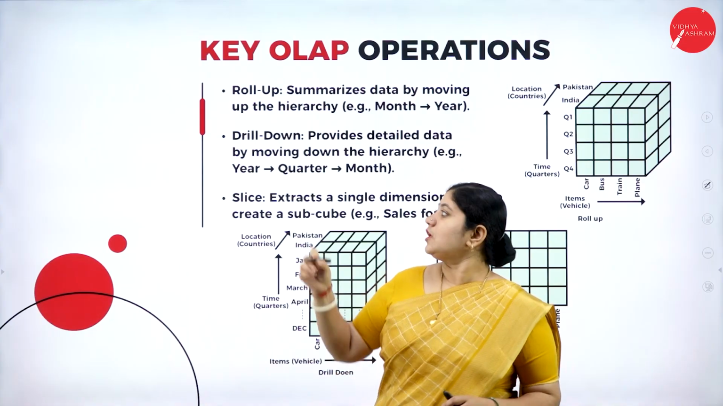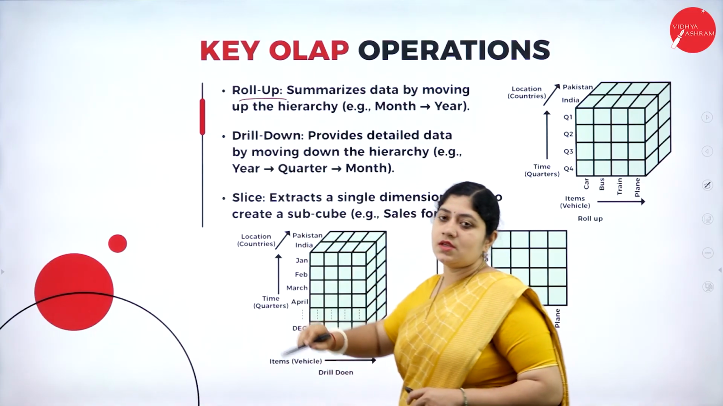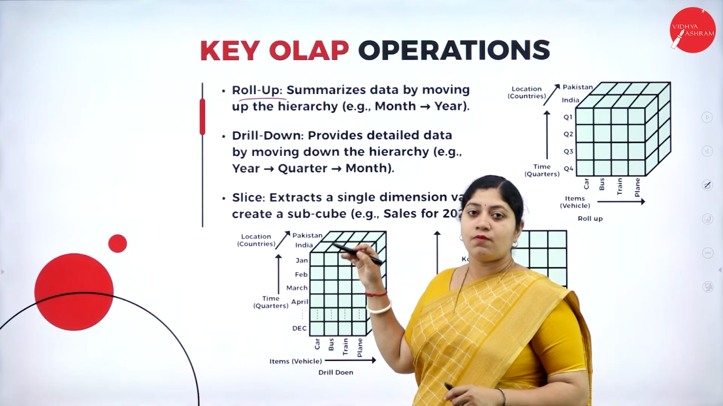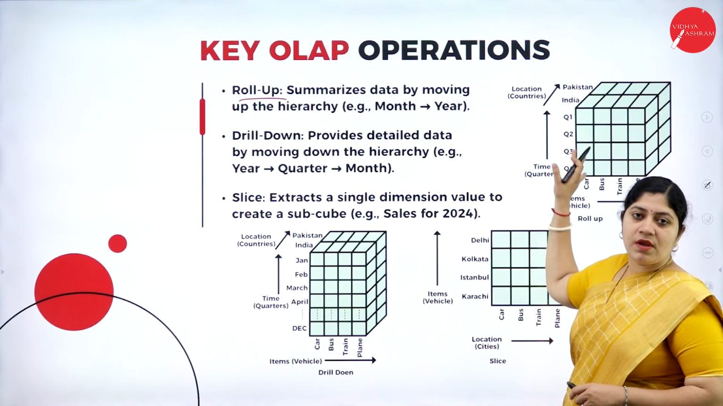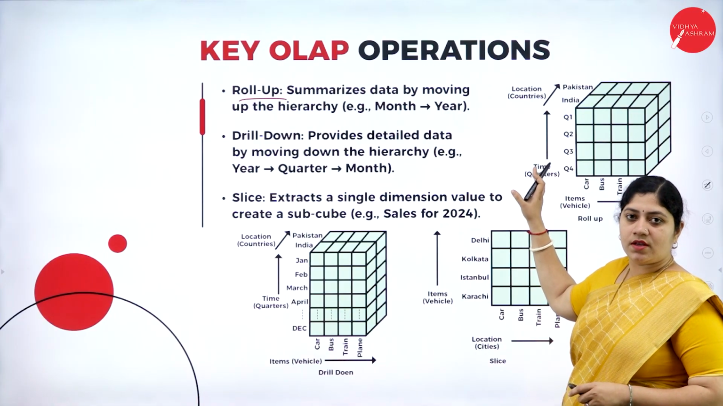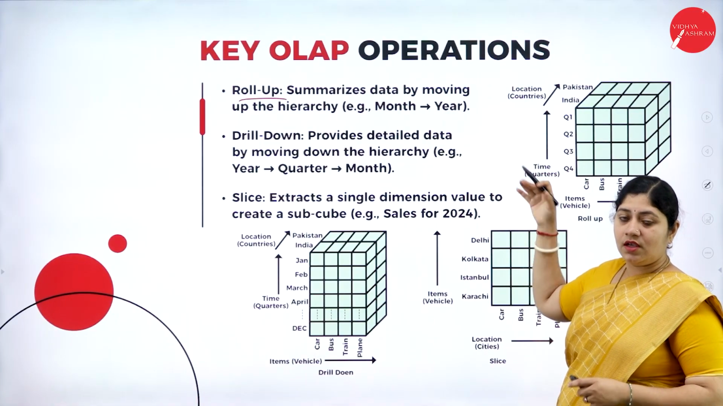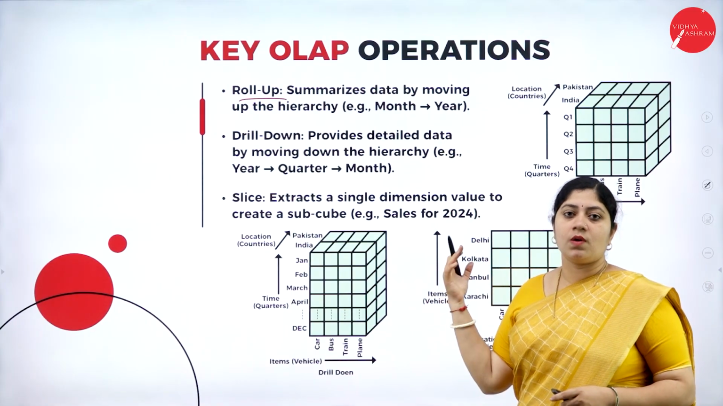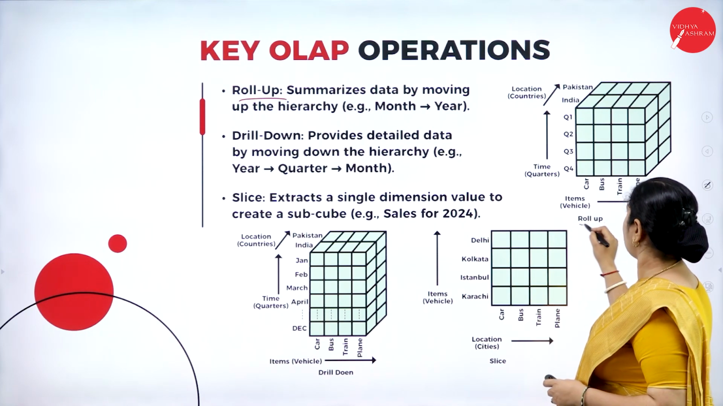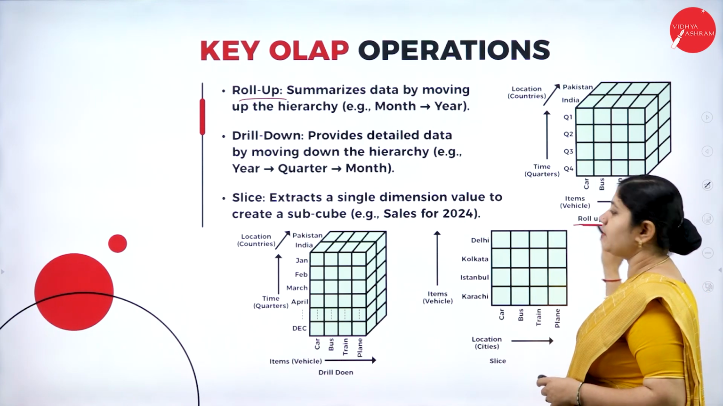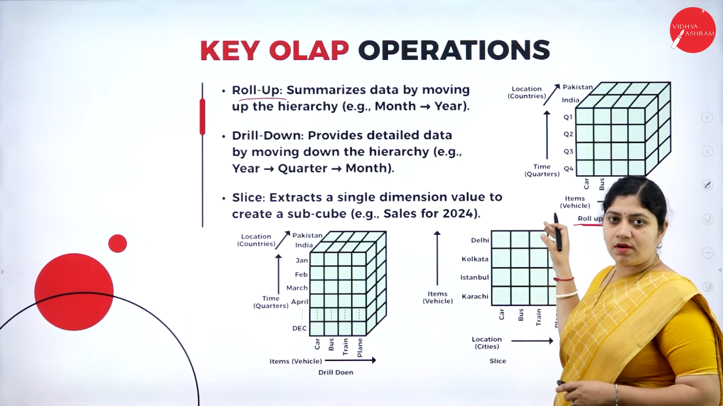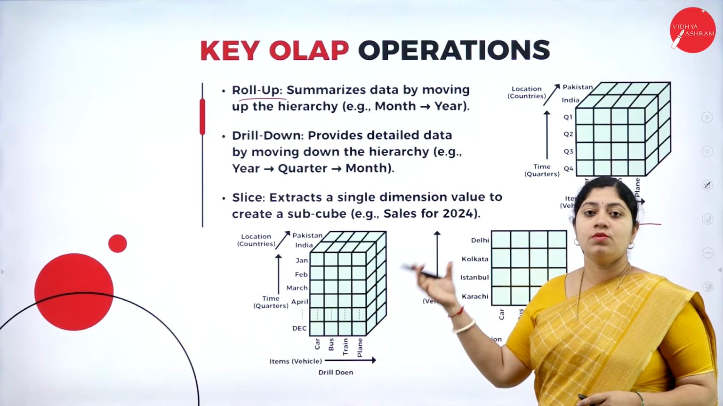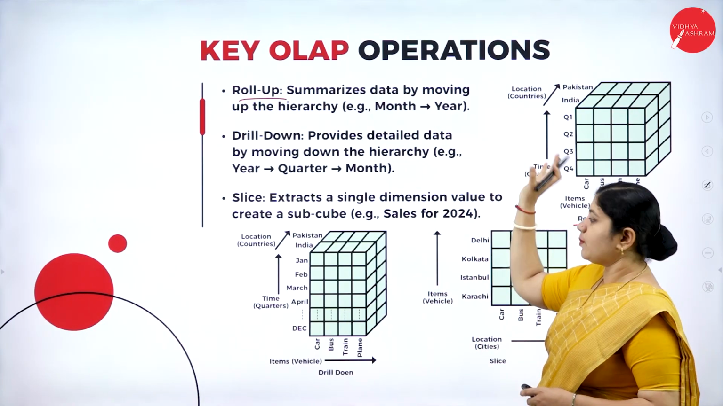The first one is roll up. This is a prominent as well as basic operation type. What happens here is that we have some hierarchy, and that hierarchy is moved up in order to create a summary of the data or the information. You can observe here this is a roll up cube, and from here information will be moved up in order to summarize the complete information.